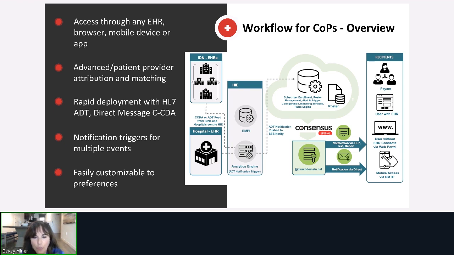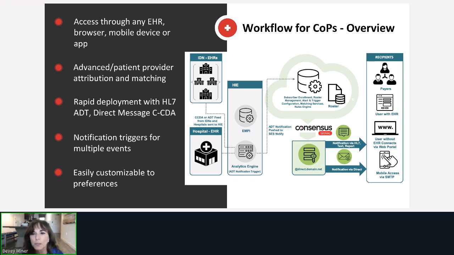It's gone through some sort of an HIE or matching algorithm, like an EMPI. We've gone through the consensus signal configuration and alerting technology. And how do you want to now send this message? As an example, sending it through a direct message is a very common practice, as a secure direct message, as long as you have the direct message address of the provider. You can also send those notifications via HL7, text, a report, or, like I said, a direct message.